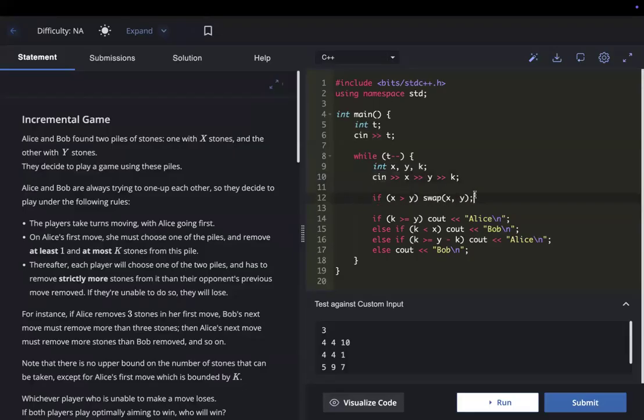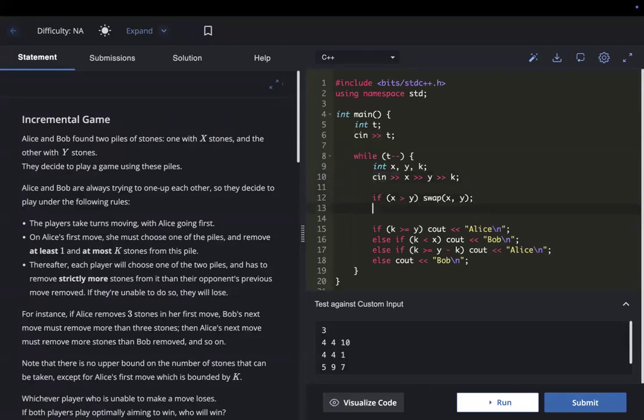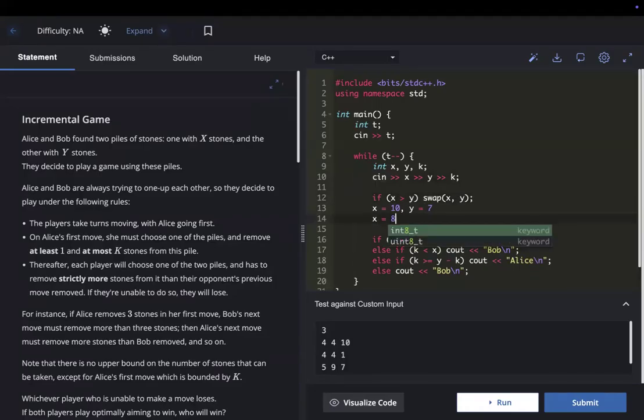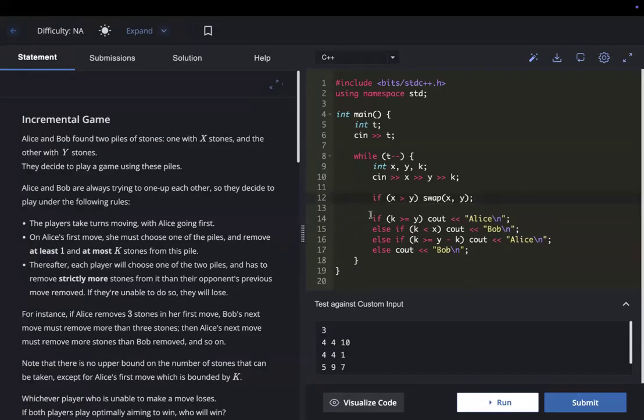It doesn't matter what the value of x and y is. Like if x is 10 and y is 7, or x is 7 and y is 10, whatever answer you have for this particular test case, you will still have the same answer. So swapping won't change the answer. It just made my implementation a little simpler, cleaner.